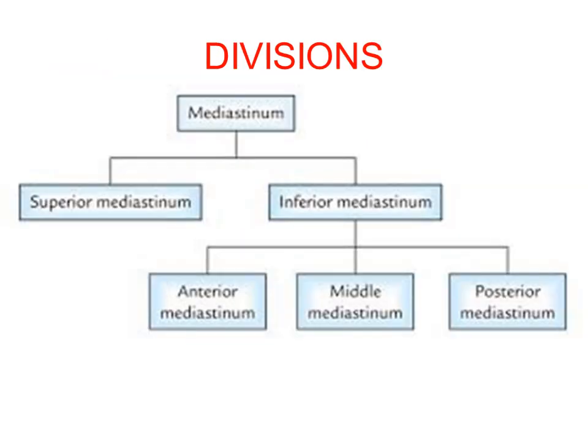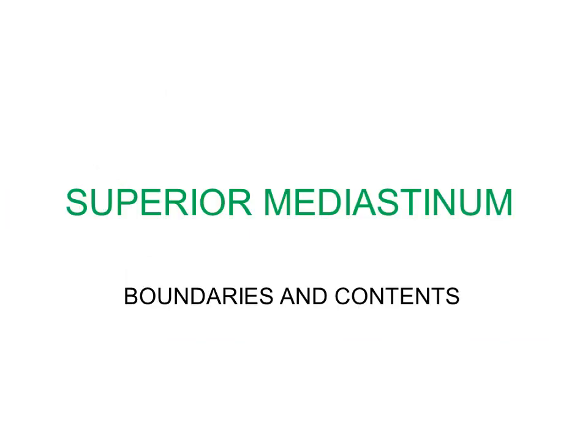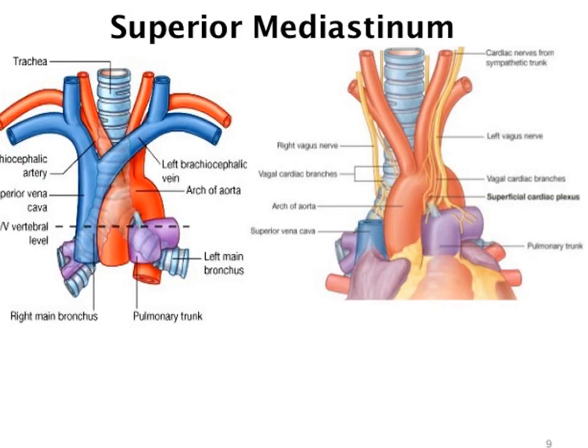This flowchart depicts the subdivisions of mediastinum. Now we will talk about all these subdivisions and their contents one by one. First of all, we will be discussing the superior mediastinum. In these two images, we can visualize the various important structures of the superior mediastinum, how they are placed from the anterior aspect to the posterior aspect.